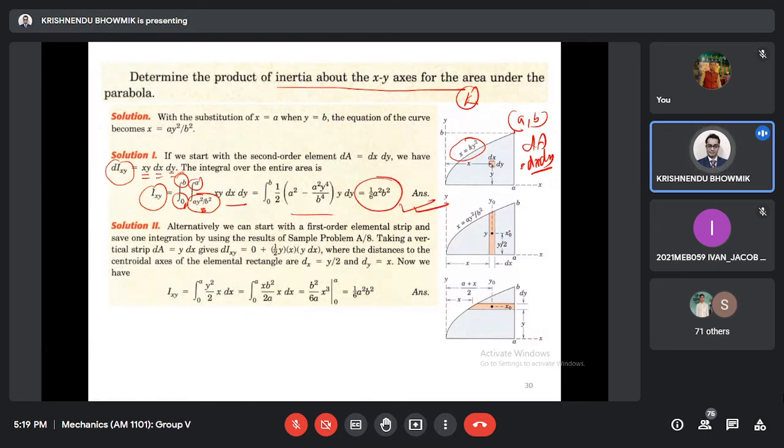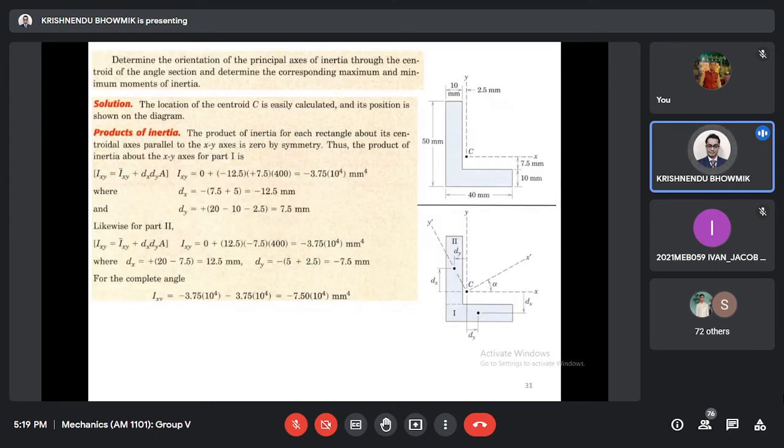Then for another strip, maybe we can take a vertical strip. In a vertical strip, the area is y dx. The dIxy is 0 because of symmetry with respect to this axis. Then we have to calculate the distance x multiplied by y. The elemental x is x, the elemental y is y by 2. Then dA, do the integrations and you can get the solution. Similarly, a horizontal strip can also be considered.